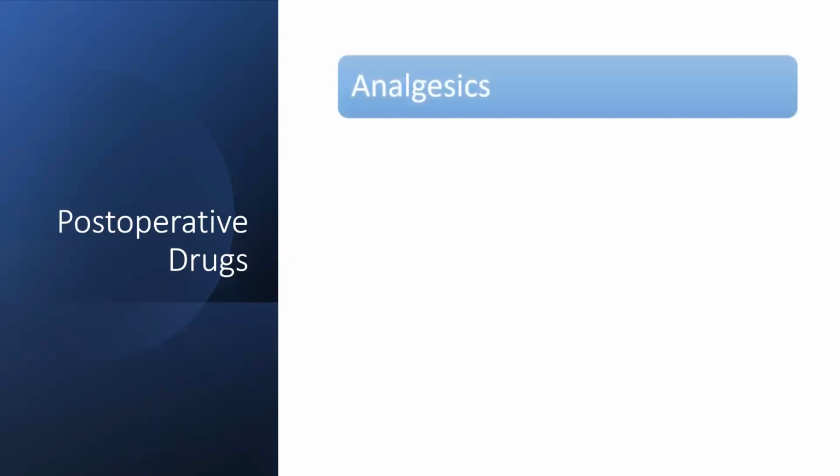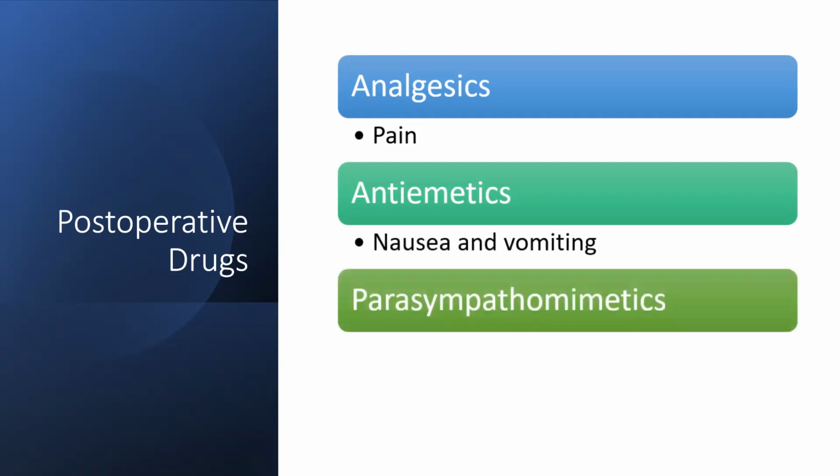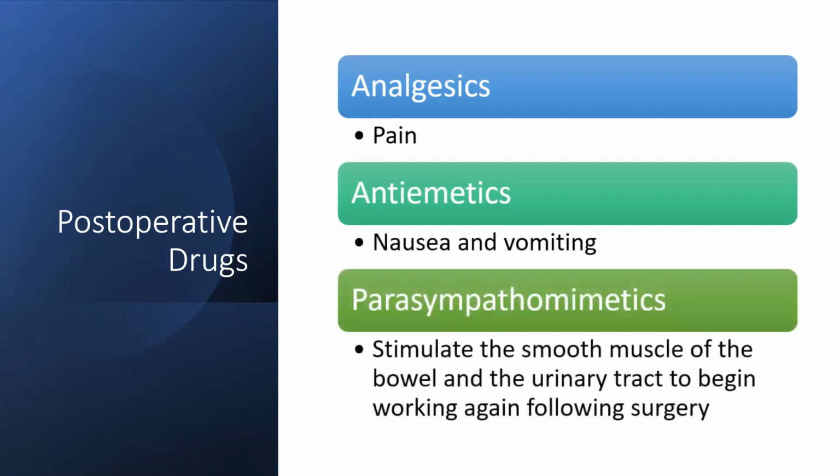Now, what are the post-operative drugs we use? Again, there will be pain after surgery, so we give analgesics that reduce pain. We give antiemetics, which are for nausea and vomiting. We give some parasympathomimetics because they stimulate the smooth muscle of the bowel and urinary tract to begin working again following surgery. Because during surgery, we stopped their whole body activities and now we want to activate them again.